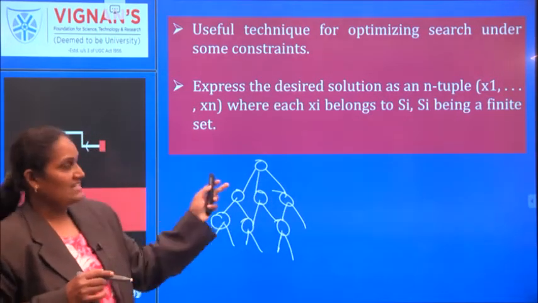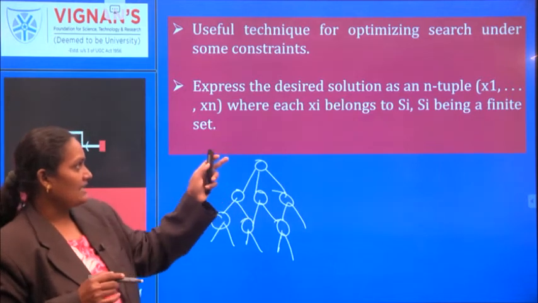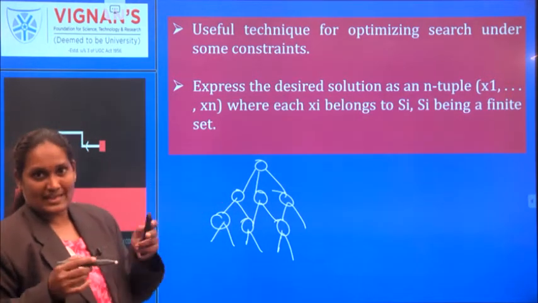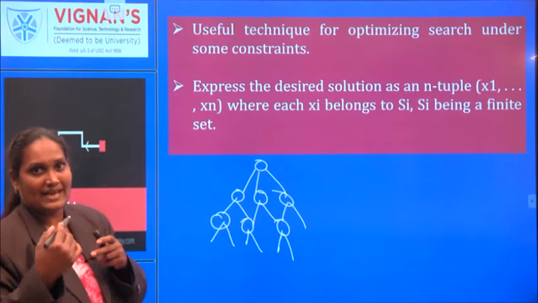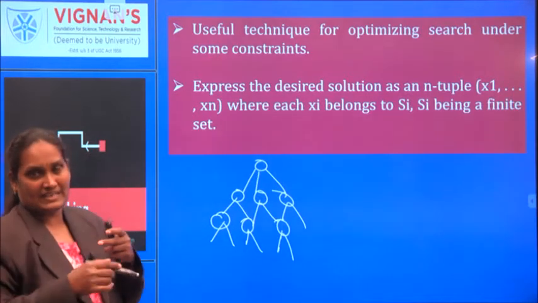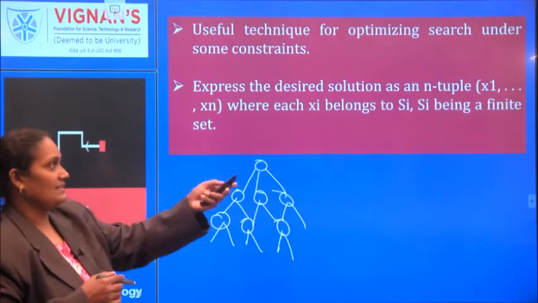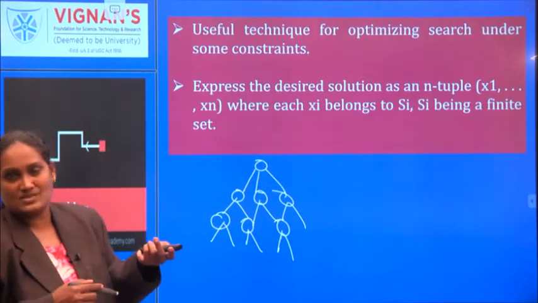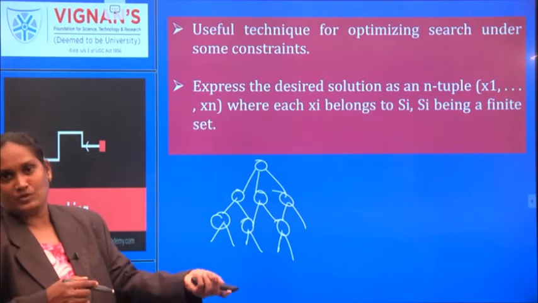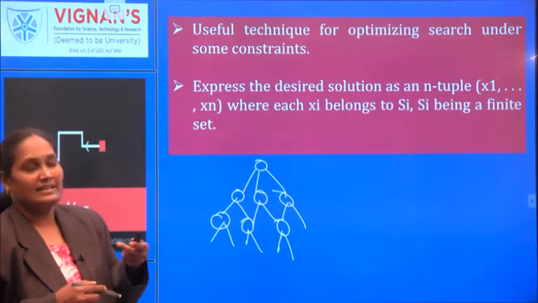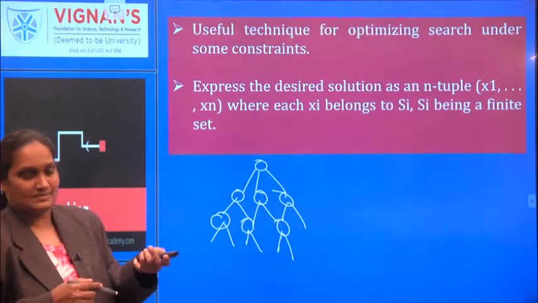Now, we can express the desired solution as an n-tuple. That is, we can express the desired solution as a small array: x1, x2, and so on up to xn. What are x1, x2, x3, up to xn? They are the input values which are present in the set S, a finite set S.